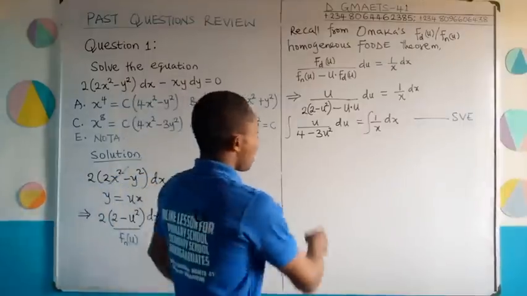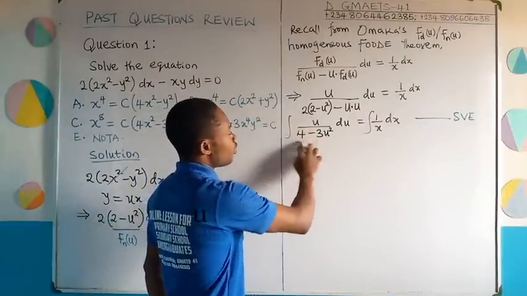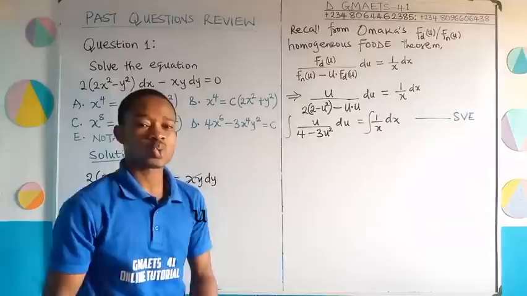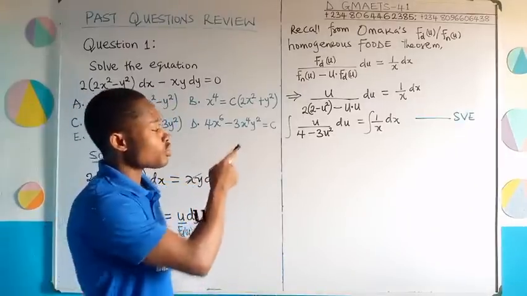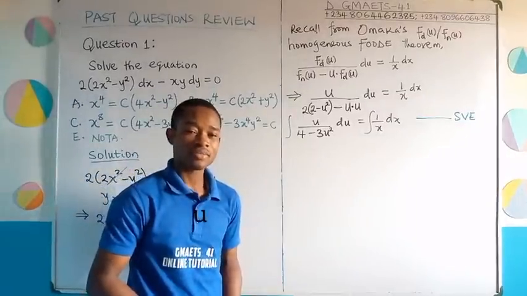Okay, we are moving on. I want to integrate this term. Integral u all over 4 minus 3u raised to the power 2 will give us what? Of course, u substitution is going to solve that for us.